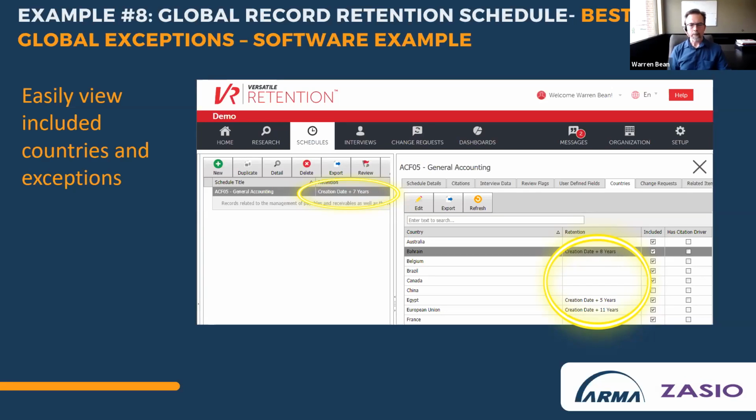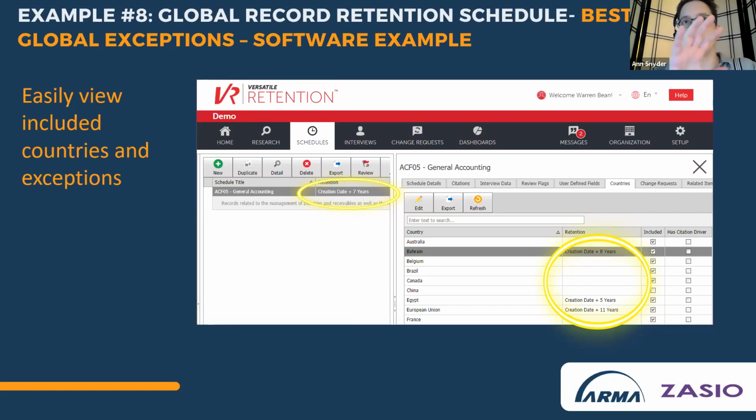But there's actually even more going on than just the exceptions, because you'll notice it has a column for which countries are included. So for this example, we're saying that everything in this list of countries is included with the exception of China. So maybe in this example, China doesn't keep those kinds of accounting records, and so you would know that that particular record category doesn't apply to China.